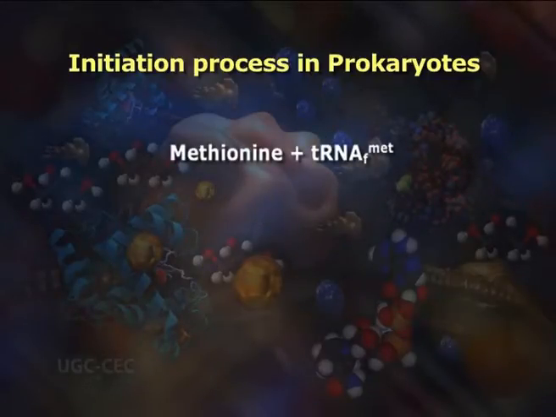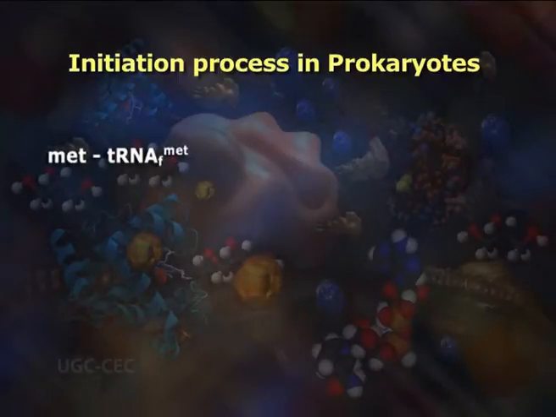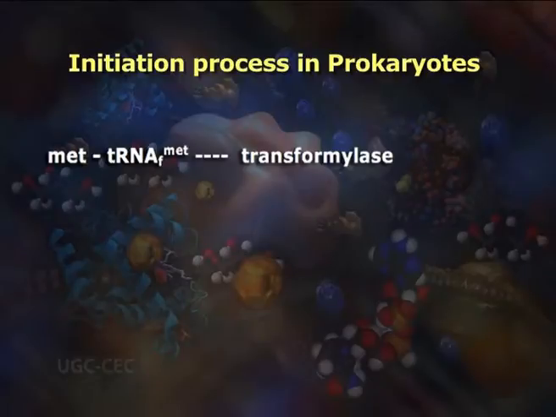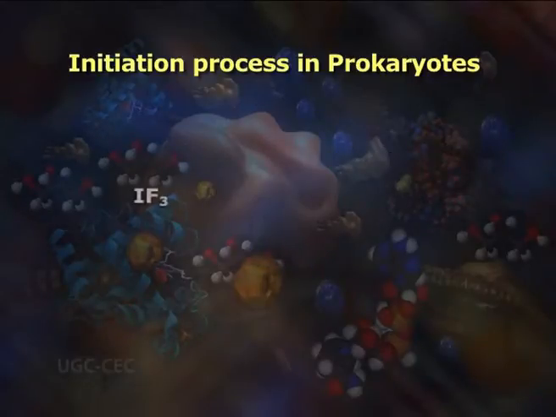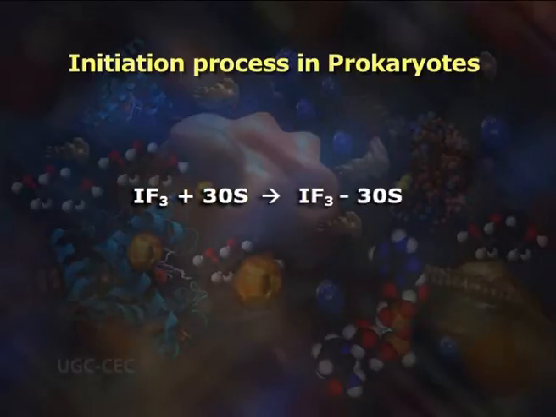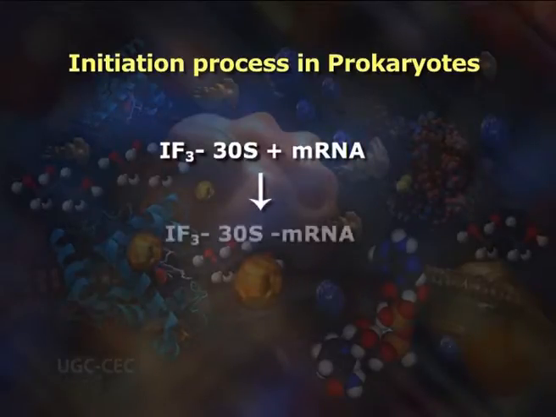Methionine binds with tRNA F-met to form met tRNA F-met complex. Met tRNA F-met complex undergoes formylation in the presence of transformylase enzyme and a formate source to yield F-met tRNA F-met complex. IF3 factor binds to 30S subunit and produces IF3 30S complex. IF3 30S complex then binds to mRNA to form IF3 30S mRNA complex.